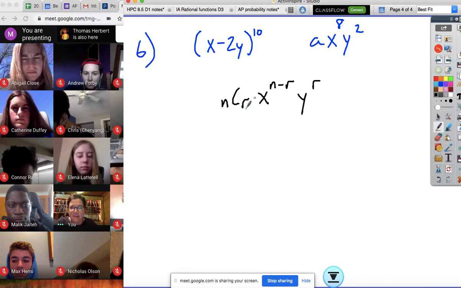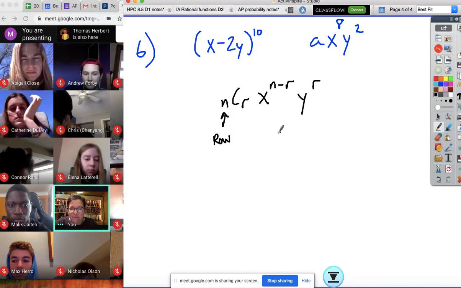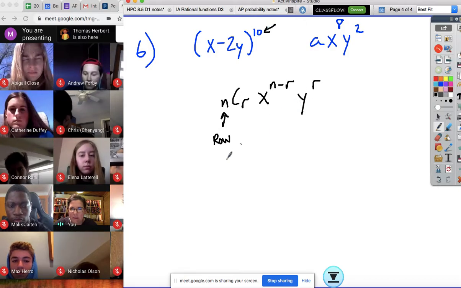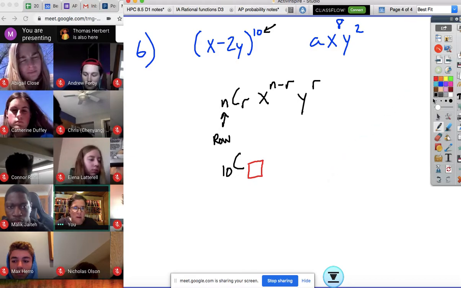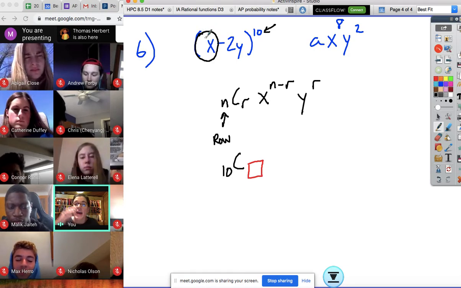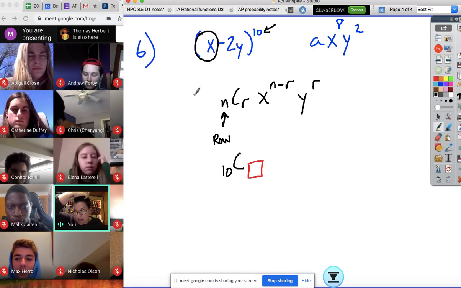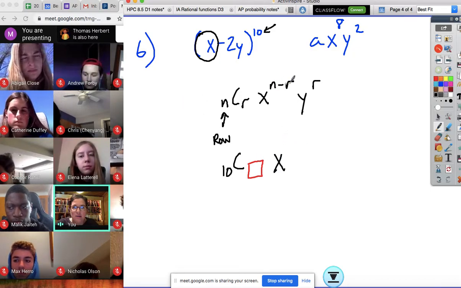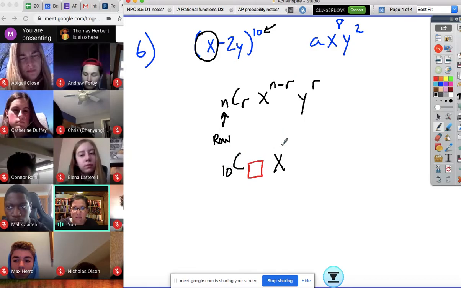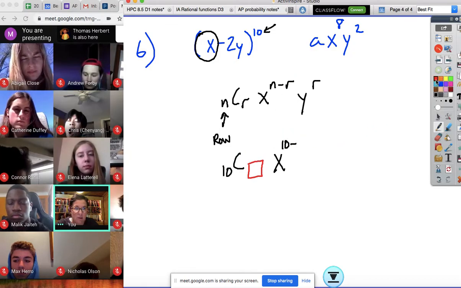So this is often faster. Remember that n is the row, so that's what 10 is here. So I know for sure it is 10 choose something, but I don't know what r is. So I'm just going to put like a box. Now x in the formula is whatever this first thing is, which happens to be an x, but it won't always be an x. It just happens to be an x in this problem. So I know I'm going to do n minus r, so it'll definitely be 10 minus something. But again, I don't know what that something is.